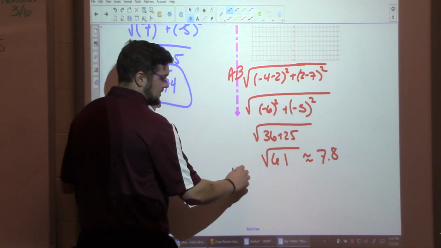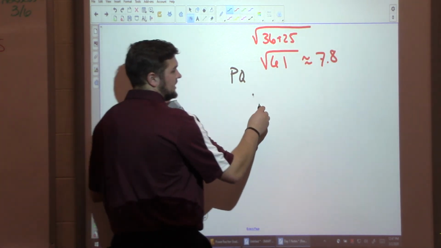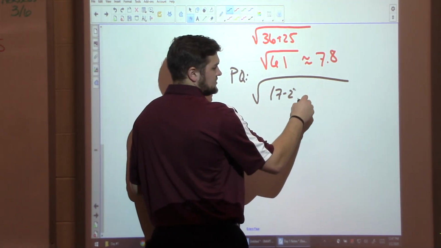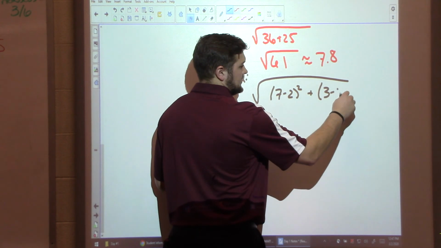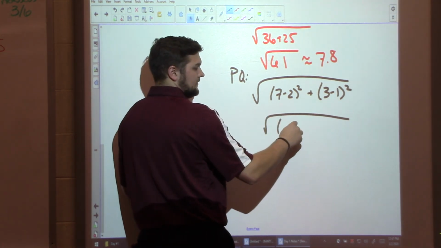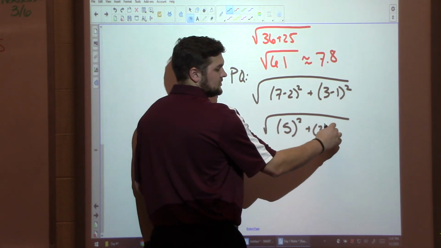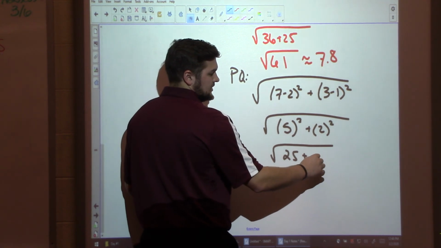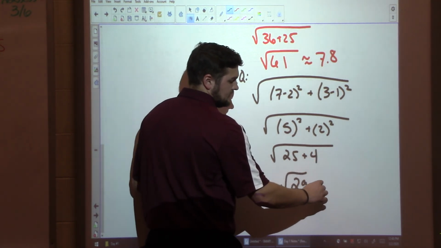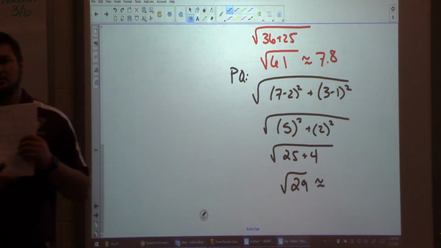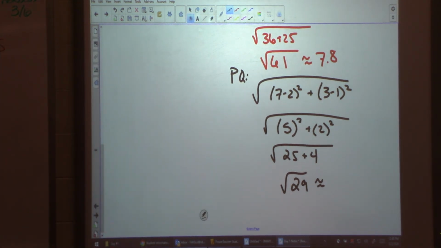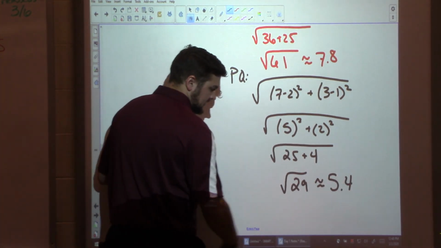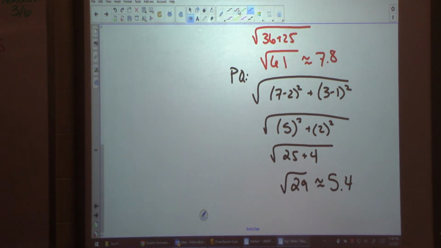Okay, then doing the same thing for PQ. Like I said, the hardest part is setting up the equation originally. Square root 7 minus 2 squared plus 3 minus 1 squared. Or 5 squared plus 2 squared. Well, 5 squared is 25. 2 squared is 4, so I get square root of 29, which is approximately 5.4. Guys, I know I went fairly quickly, but all it is is calculation once we get into that formula, alright?